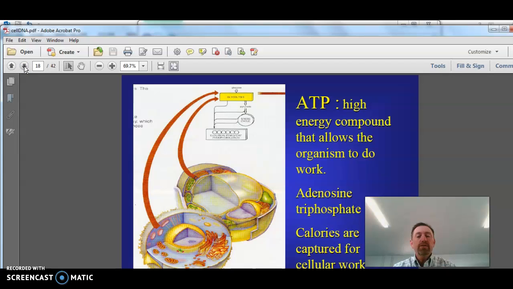So from the food we eat, we break it down into calories. Those calories usually are broken down into glucose. We go through glycolysis. We start prepping some ATP so that we can run that engine that we call the mitochondria through the Krebs cycle and then the electron transport chain to yield our 36 ATPs.